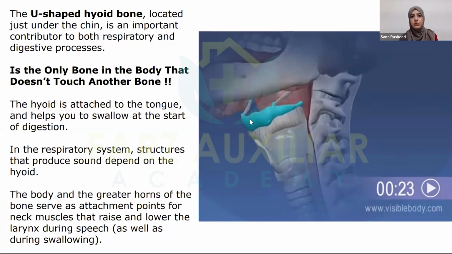Then we have this bone that is known as the hyoid bone, located in the chin. This bone is a very important contributor to both the respiratory and the digestive system. It is the only bone in the body that does not touch any other bone, because here we have a membrane and it is attached with ligaments. The hyoid is attached to the tongue and helps you swallow at the start of digestion. And in the respiratory system, the structures that produce sound depend upon the hyoid bone.